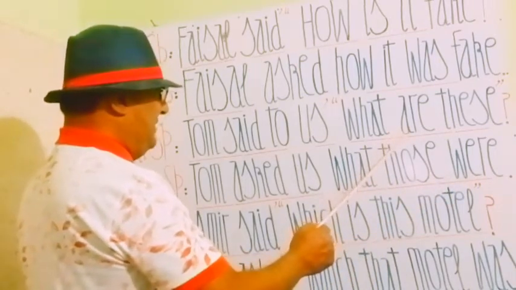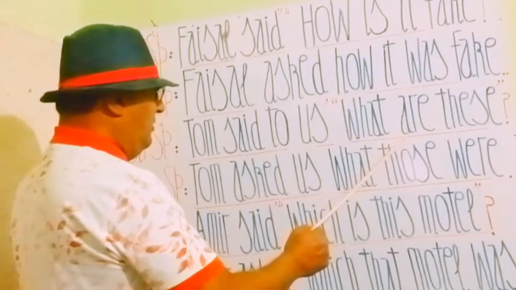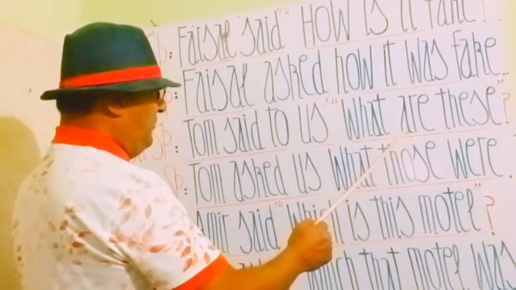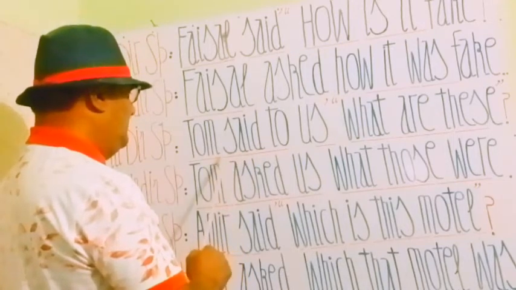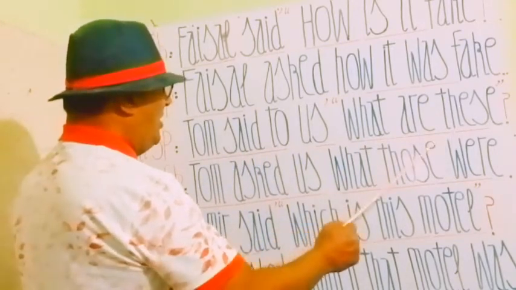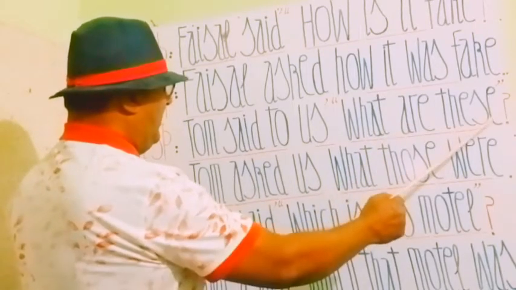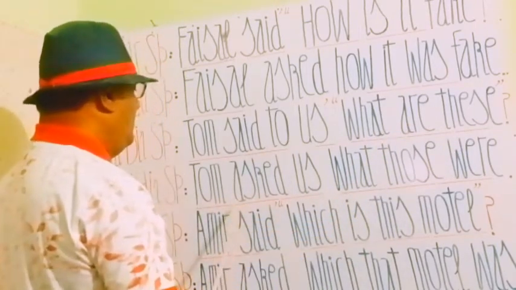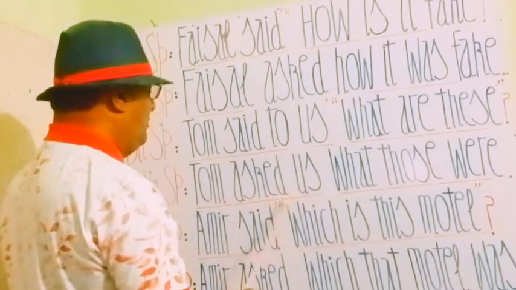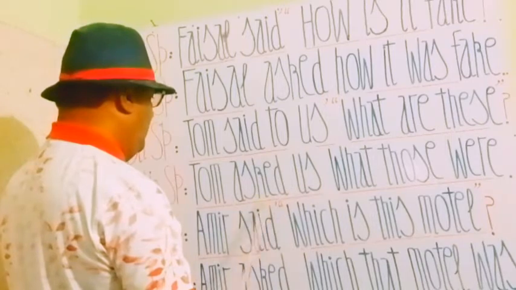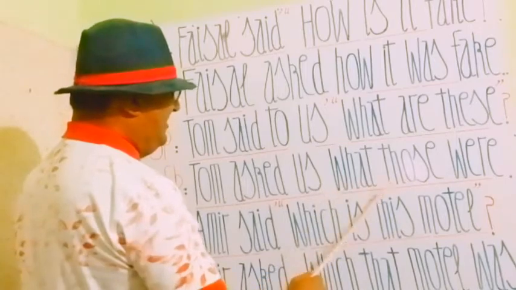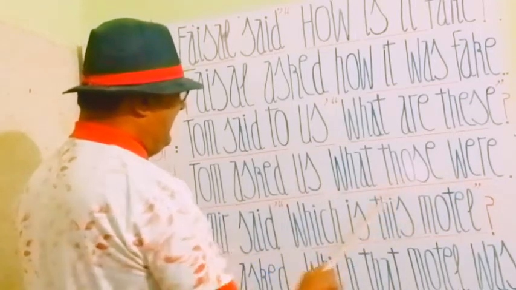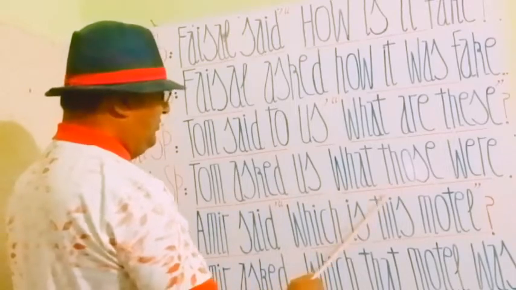So is is a present, and by rules, when we change to the indirect speech, if there is a present verb, that is going to change to the past because the outer verb is in the past. So Tom said to us, what are these? Tom ne humse kaha, ye kya hai? Comma close, and new formation is in indirect speech. Tom asked us, what those were? Tom ne humse pucha wo kya the?